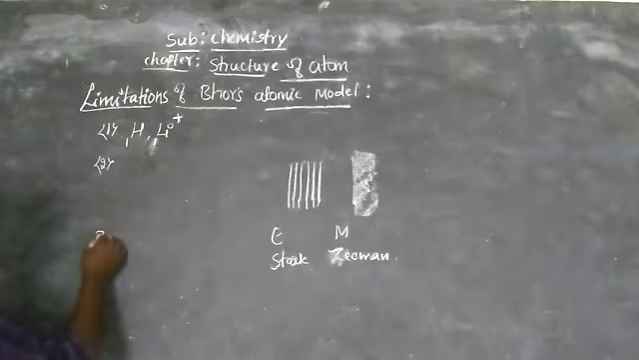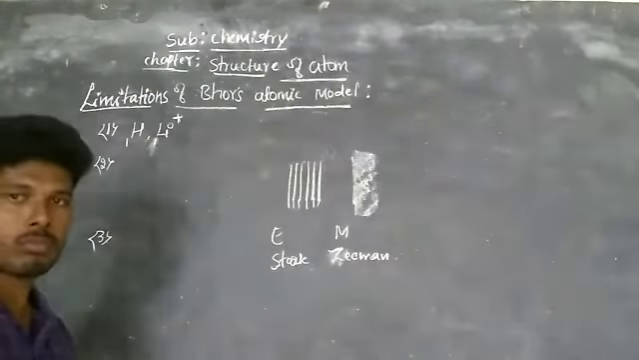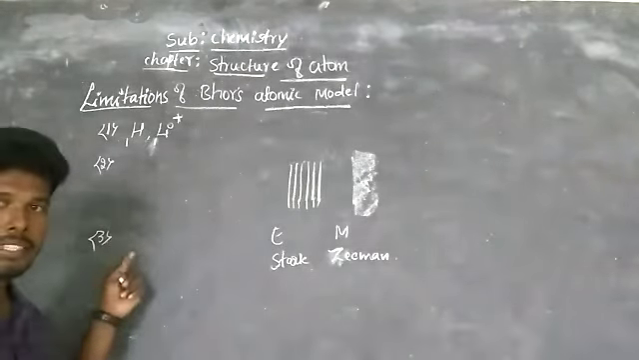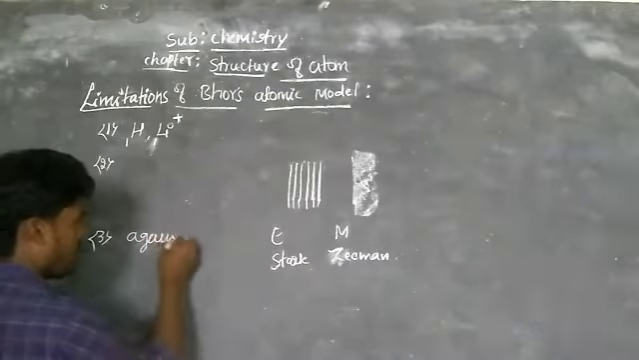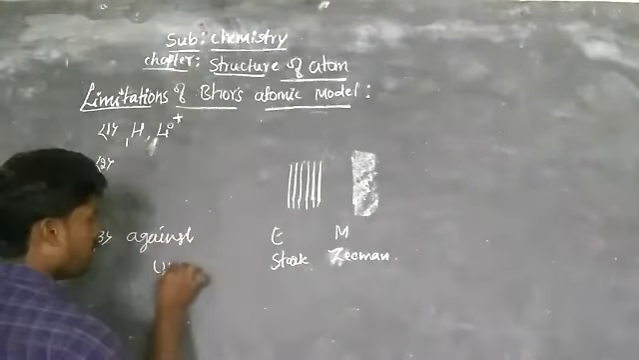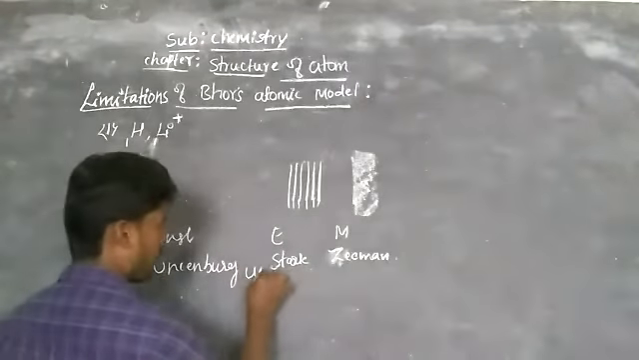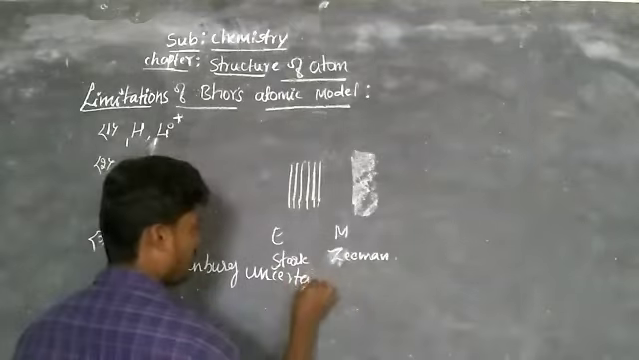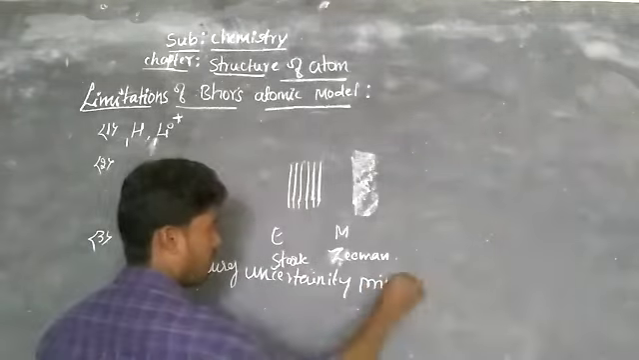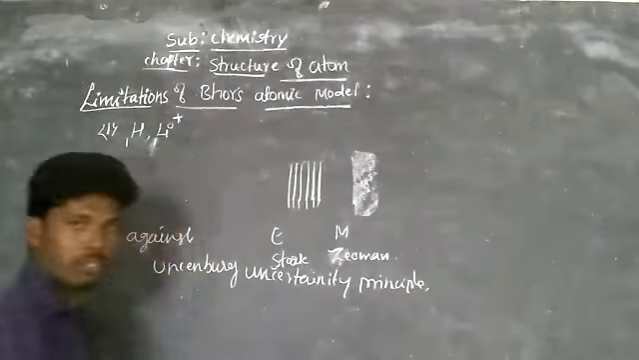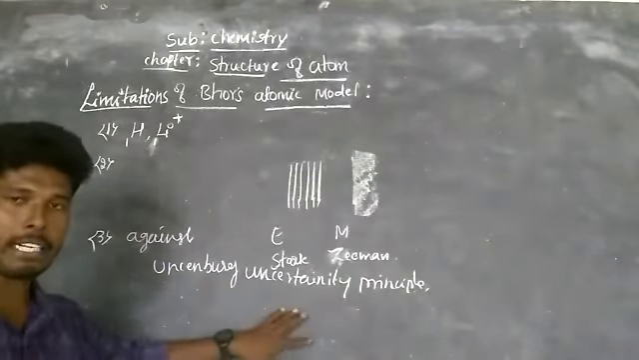Then the third limitation: it goes against the Heisenberg uncertainty principle. So Bohr goes against the uncertainty principle.